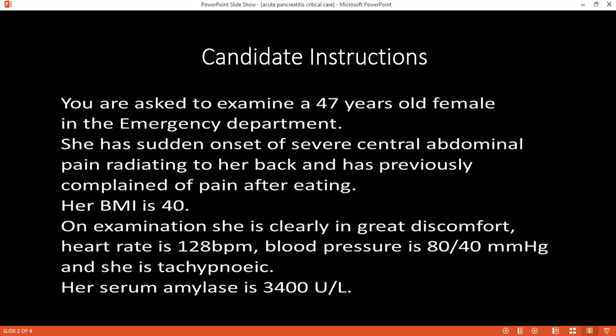No. So then which test should you do? Lipase. Okay. Can you please tell me why the patient has become tachypneic? It can be due to sympathetic overdrive because of the pain, and also can be due to respiratory complications such as ARDS or pleural effusion, or due to splinting of the diaphragm by the pseudocyst.